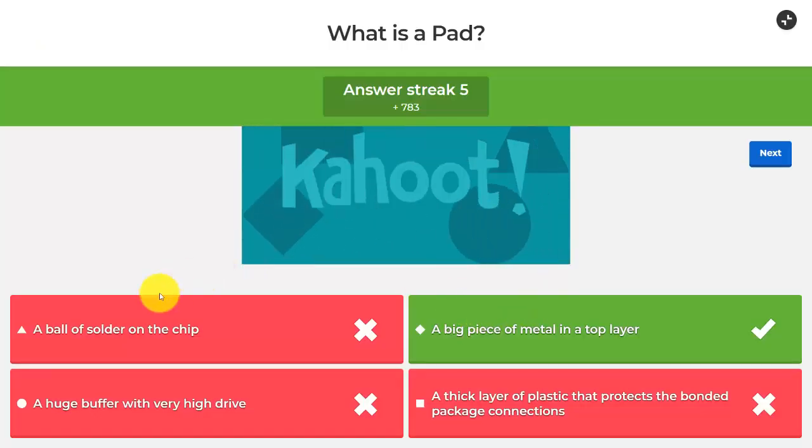So what is a pad? Is it a ball of solder on the chip? No, that's what we call a bump, right? Is it a big piece of metal in a top layer? Yeah, that's what it is exactly. Is it a huge buffer with very high drive? No, that's what we would have as an I/O circuit. And is it a thick layer of plastic that protects the bonded package connections? No, that's the passivation.